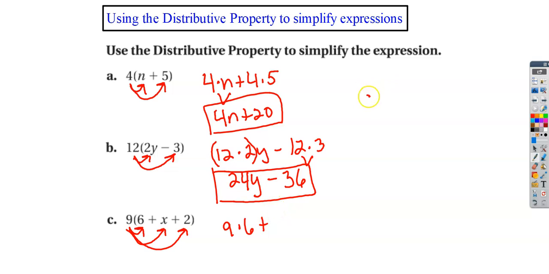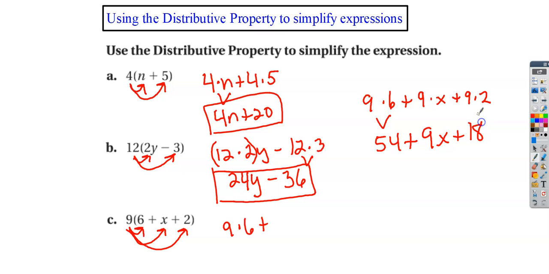Oops, I'm going to do it up here. 9 times 6 plus 9 times x plus 9 times 2. I do the math with 9 times 6, I get 54. 9 times x is just 9x. 9 times 2 is 18.